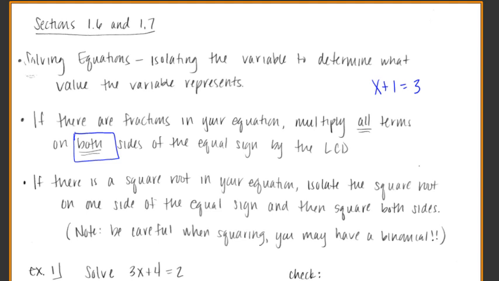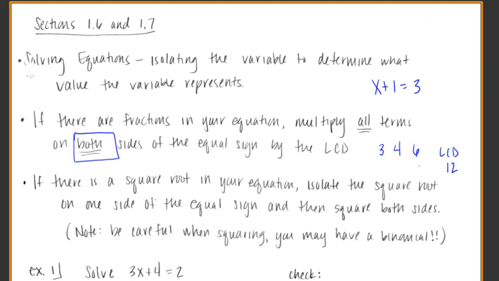It's the largest number that all the denominators will divide into. So if you had, let's say, the numbers 3, 4, and let's say 6, well, the LCD is just a number that all three of those will divide into. So obviously in this case, the LCD would be 12.